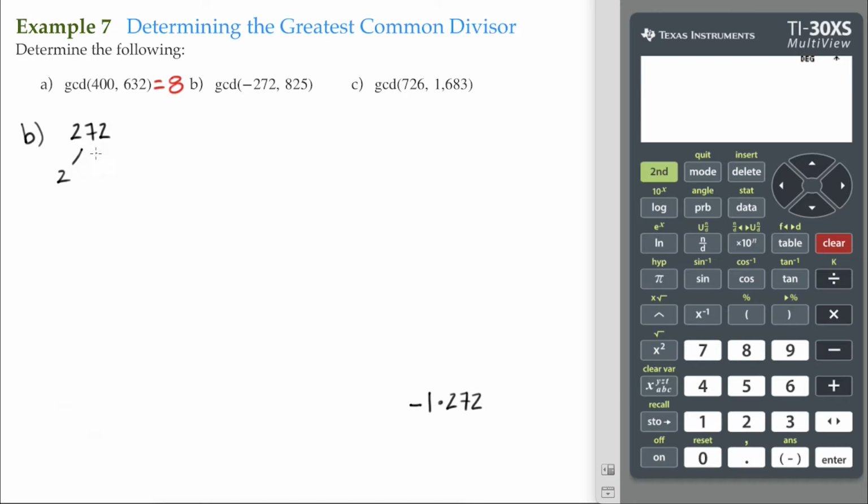That's 2 times 136. 2 times 68, 2 times 34, and 2 times 17. 1, 2, 3, 4, so this is 2 to the 4th times 17.